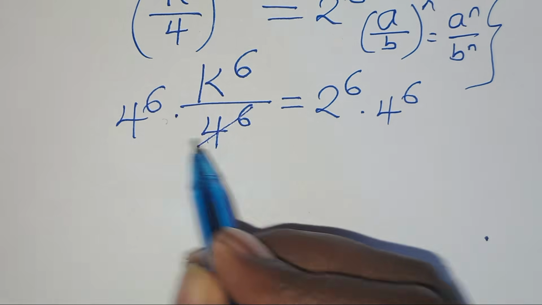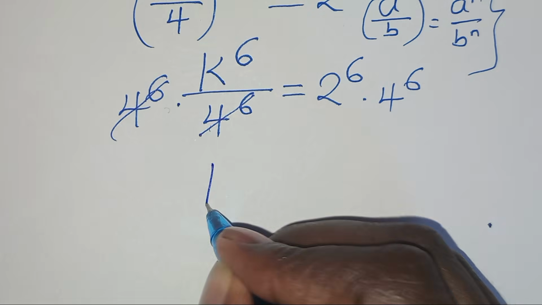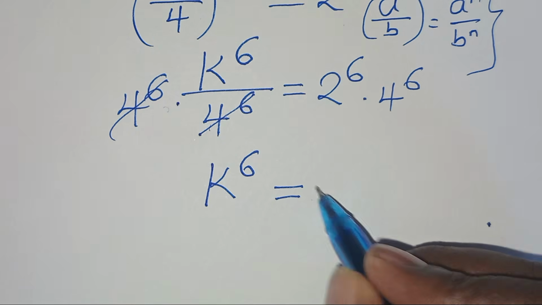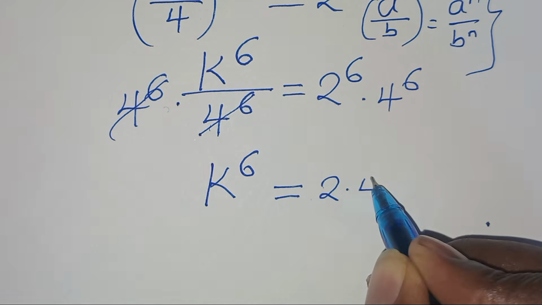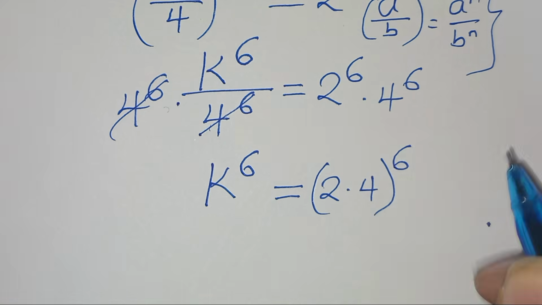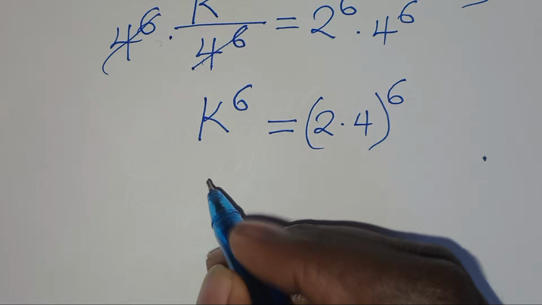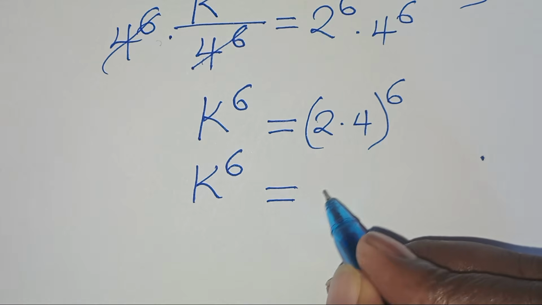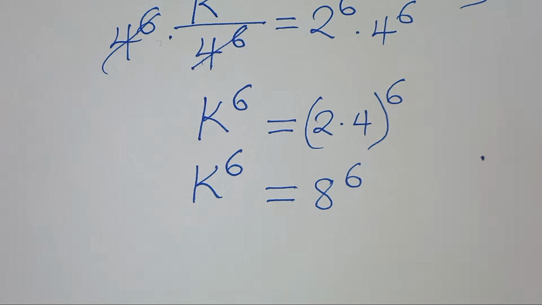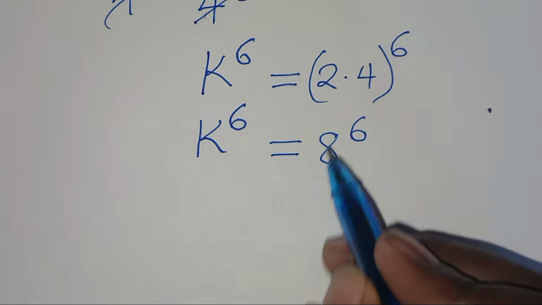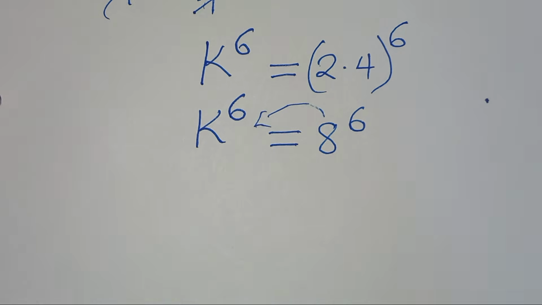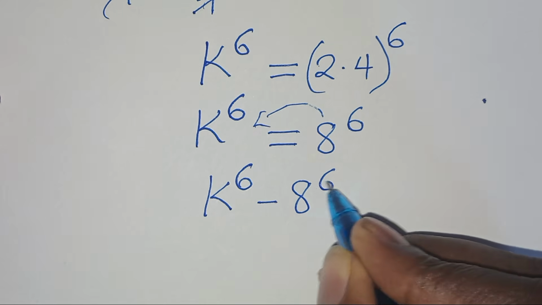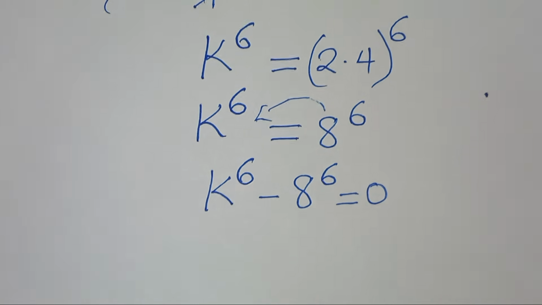So let's simplify here. And this means that we have k^6 equal to 2^6 times 4^6, which is 2 times 4 raised to the power of 6. So this is k^6, which is equal to 2 times 4, which is 8, raised to the power of 6. So let's take 8^6 to the left hand side, so that we have k^6 minus 8^6, which is equal to 0.